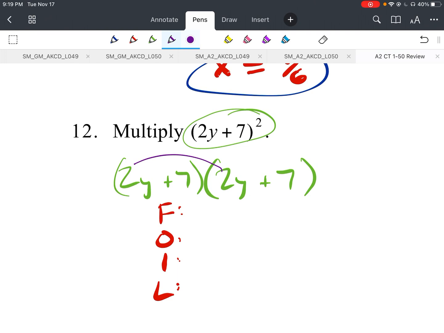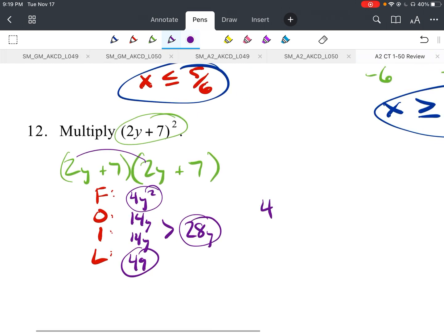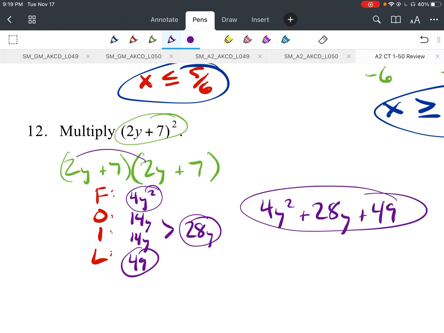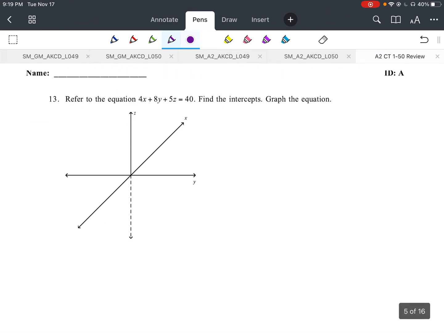So first times first, 4y squared. Now outer comes next. That is 14y. Inner is also 14y. And last is 49. Combine your middle two. This is 28y. And there you go. Just write it all together: 4y squared plus 28y plus 49. Done. So fun. All right, let's just do a few more here, and then we'll take a break.